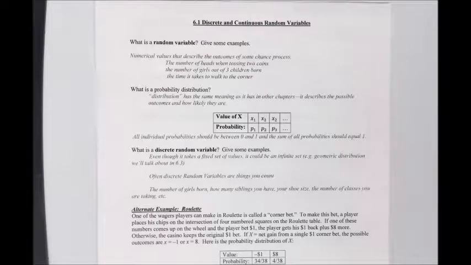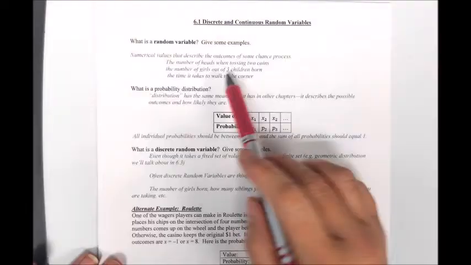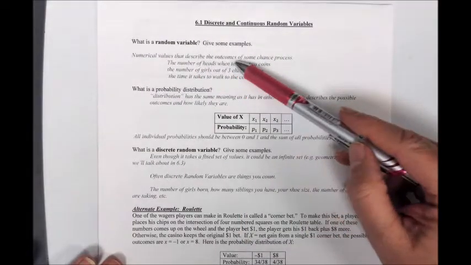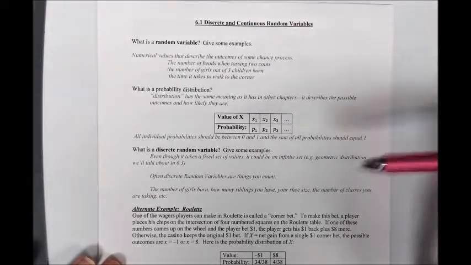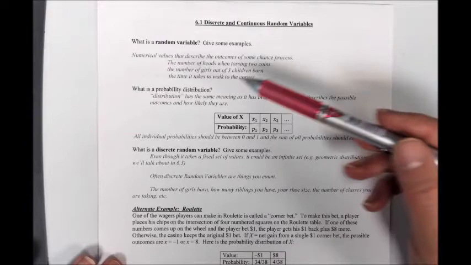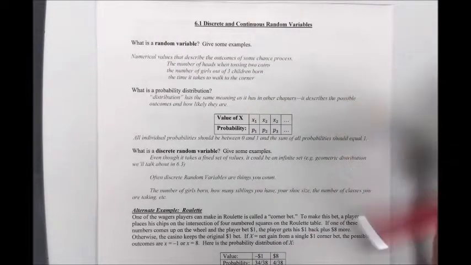To start chapter 6, in 6.1, we're going to start with discrete and continuous random variables. So you'll see some things that look kind of familiar here. First of all, what is a random variable? It's a numerical value that describes the outcomes of some chance process. Some examples could be the number of heads when tossing two coins, the number of girls out of 3 children born, the time it takes to walk to the corner.